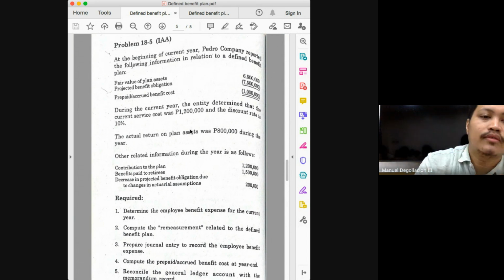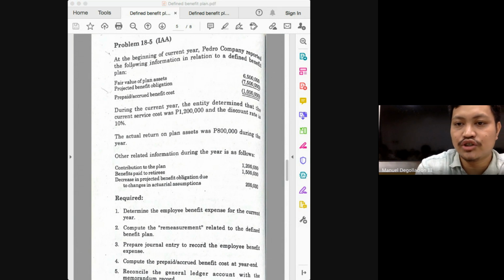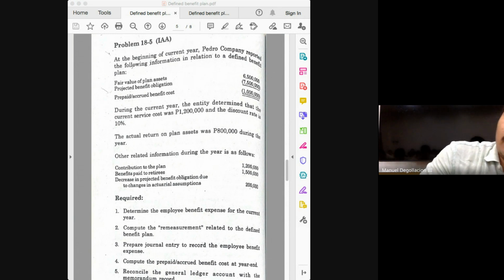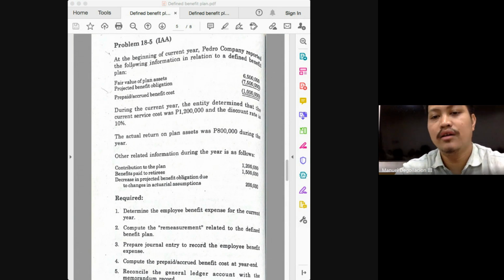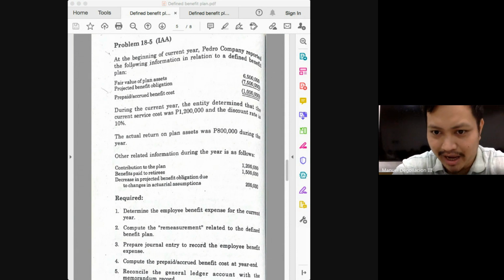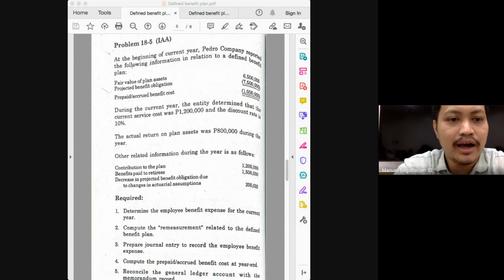Okay? Are we given our current service cost, class? How much? Where is that? Current service cost was 1,200,000. Next, do we have any past service cost in this problem? No, we do not have any gain or loss on settlement also. So we only have one item for our service cost, and that is the 1,200,000.